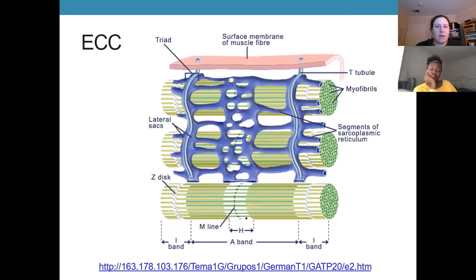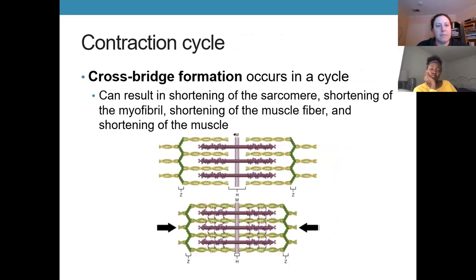So this is our linking together. As this is depolarizing, so is this, and that's going to release calcium. So that takes us to the contraction cycle.